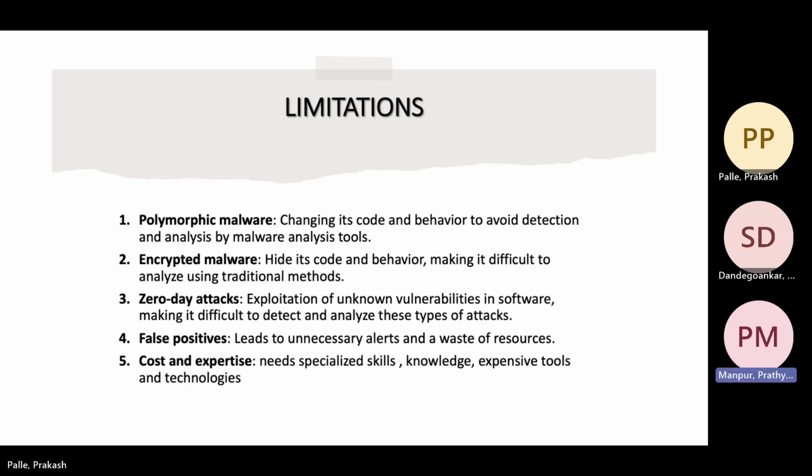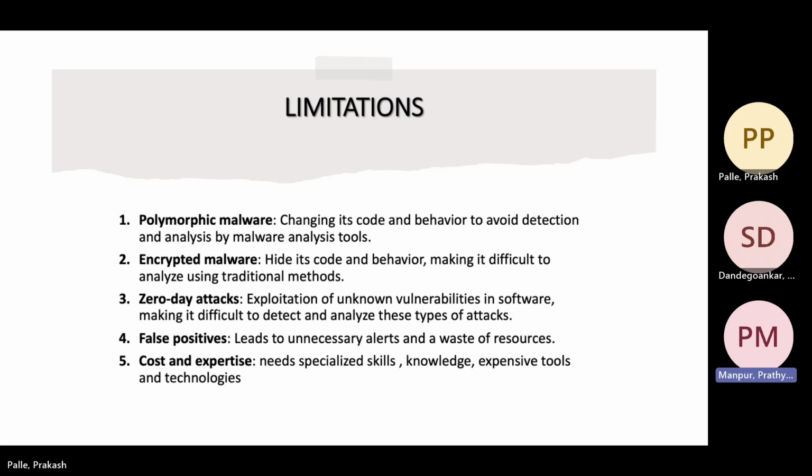Here come the limitations. There are different kinds of limitations: polymorphic malware, encrypted malware, zero day attacks, false positives, and cost and expertise. Polymorphic malware avoids detection and analysis by malware tools. It automatically changes its code whenever we try to check the malware's functions. Encrypted malware has its code completely hidden, so it is difficult to find the code and analyze how the malware is functioning.